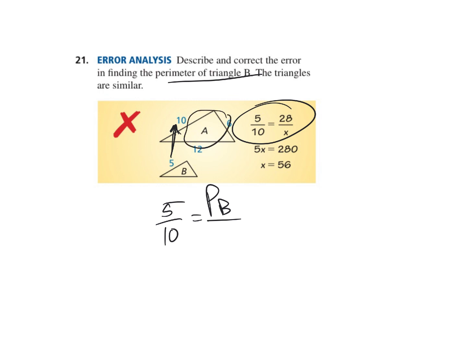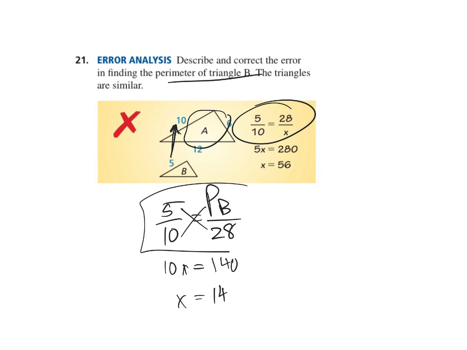So 10 plus 6 is 16 plus 12 is 28. And now we cross multiply. So we'll say 10x equals 140. Divide by 10, and x is 14. Now, here's our ratio. There's theirs. What did they do? They flip-flopped their ratios. This right here should be x over 28. Or they should have flipped this one. One or the other. One of them needs to change. That's what they did wrong. So the perimeter of the small one is 14.